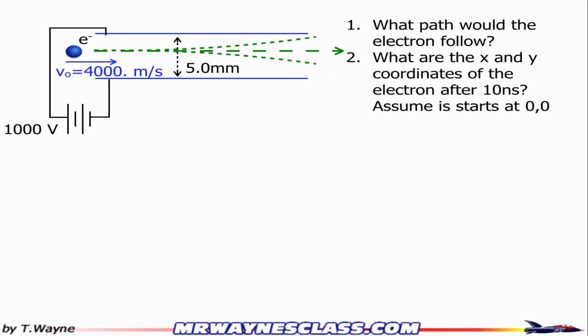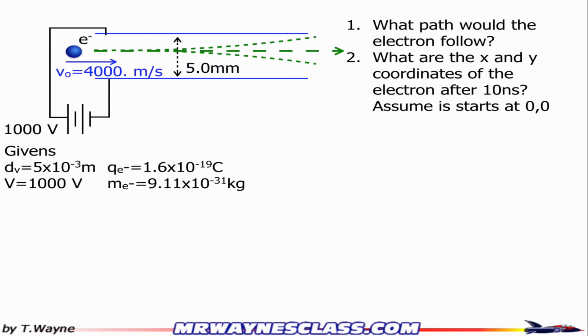We'll need that later. So if I look at my givens, I've got the distance between the plates at 5 millimeters, the voltage at 1,000 volts, the charge of an electron 1.6 times 10 to the negative 19 coulombs. Notice I didn't use the negative sign on the charge because I can figure that out from the problem. And I have the mass of an electron, which I know because I can look it up.